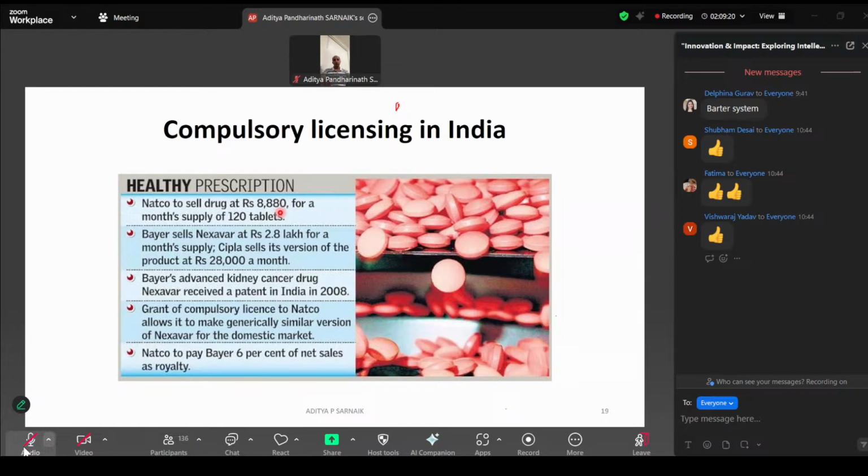Bayer said no, we cannot do that because that is our way of earning money. So what did NATCO do? NATCO brought the government into the picture. Why? Because in this particular case, Bayer is filing the patent, so Bayer is the patentee. The one giving patent rights to Bayer in India is the government of India. So the government becomes the second party, and NATCO becomes the third party.